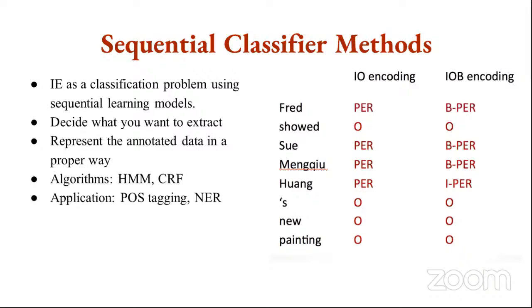Information extraction is a classification problem using sequential learning models. Decide what you want to extract, and represent the annotated data in a proper way. Annotation is possible in two different ways. Either we encode using IO encoding, like here you can see Fred, Sue, Mangu, Huang's new painting. Here Fred is a person name, and Sue, Mangu, Huang are the parts of a person name. So all are tagged as person and others are tagged as O. But in the second, IOB, which is inside, outside, and beginning, Fred is tagged as B-par, Sue is tagged as B-par, Mangu is tagged as B-par, and Huang is tagged as I-par.